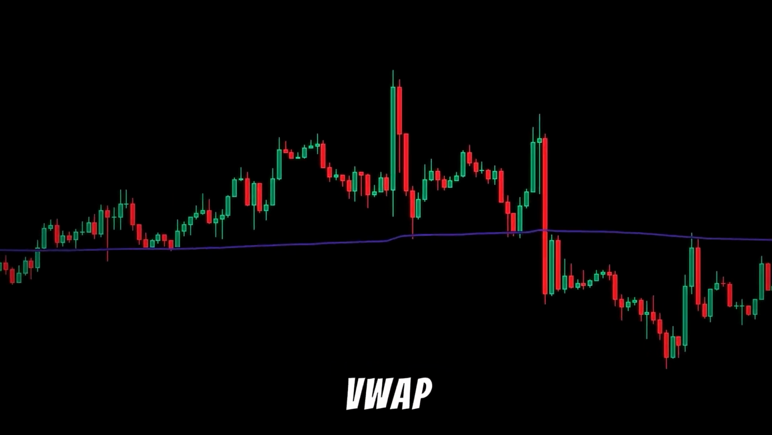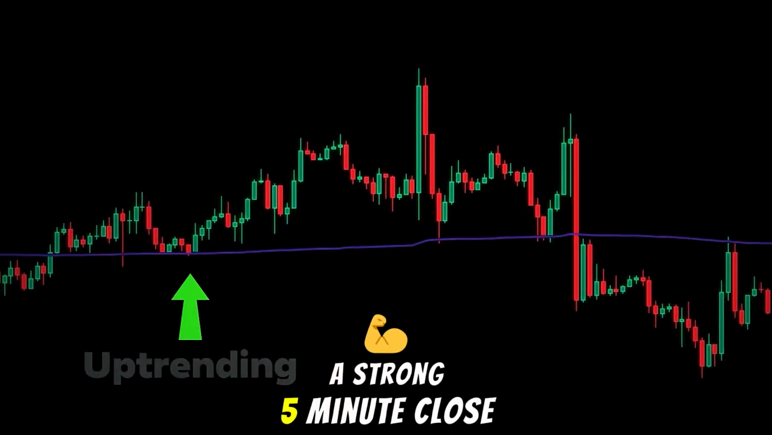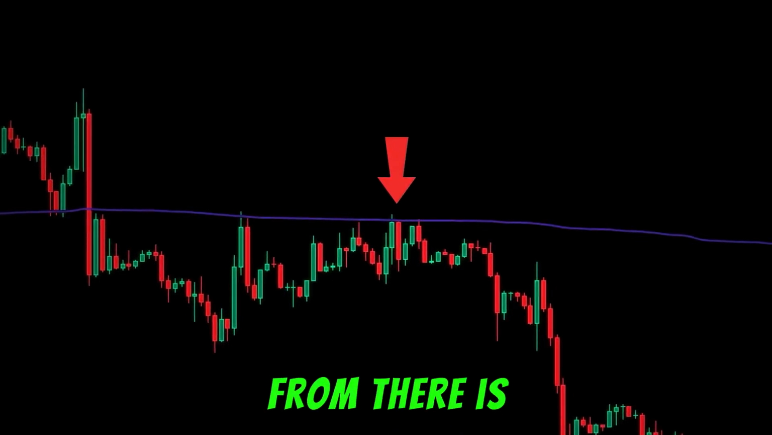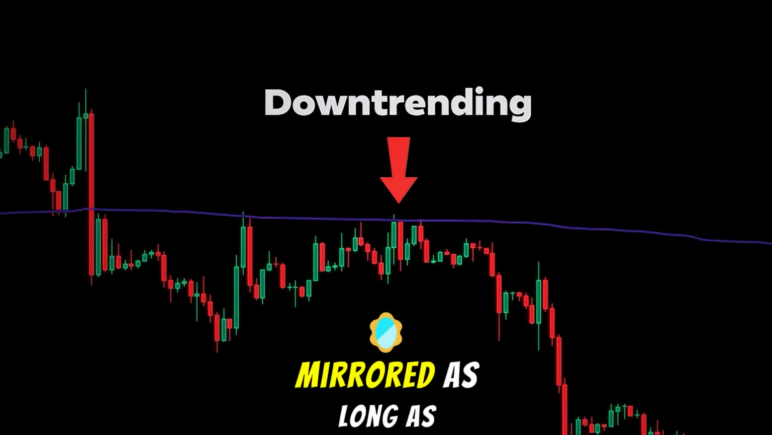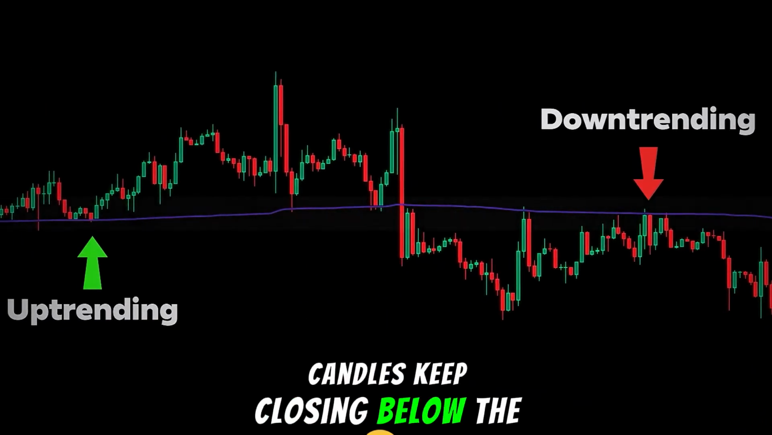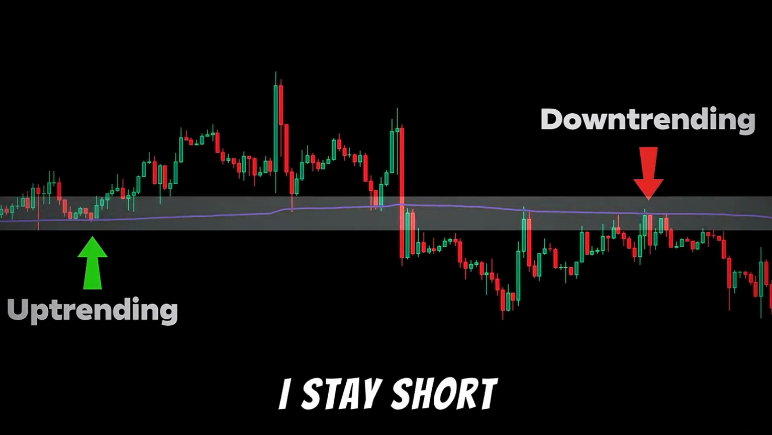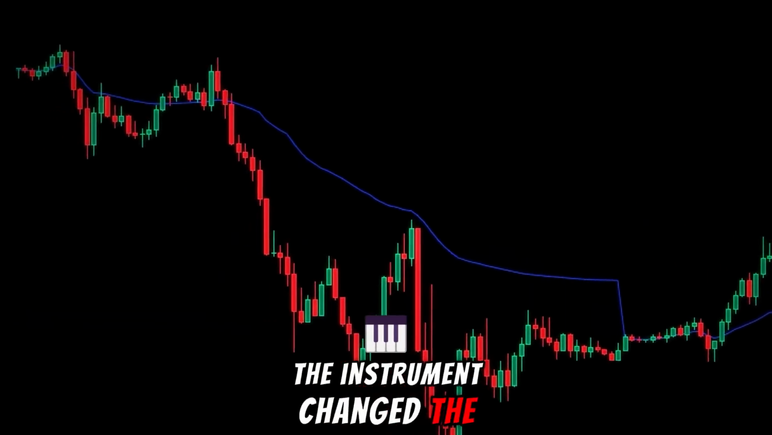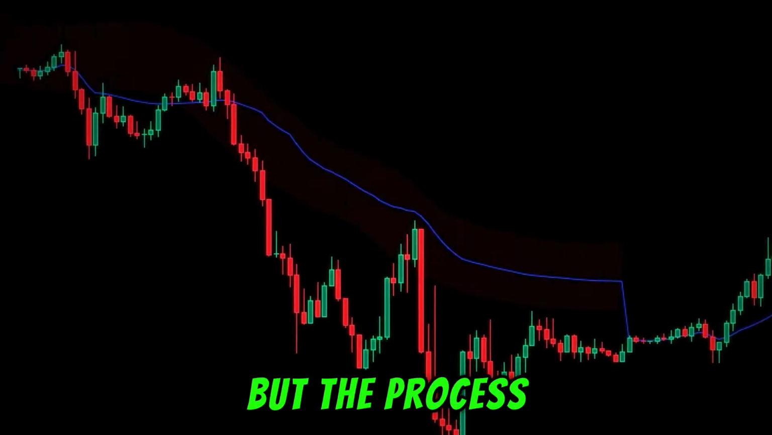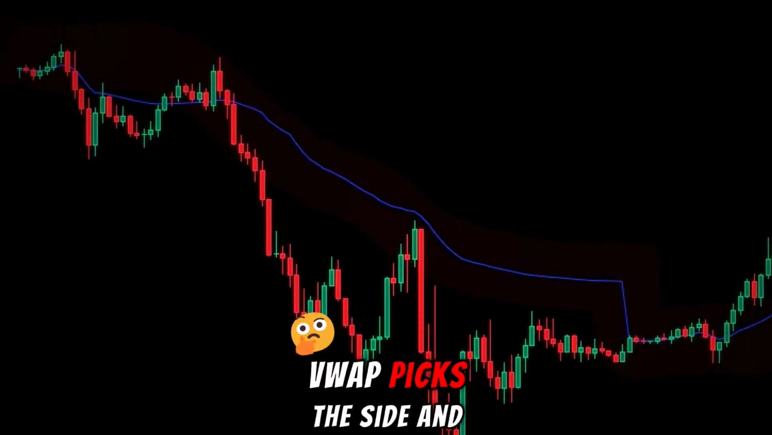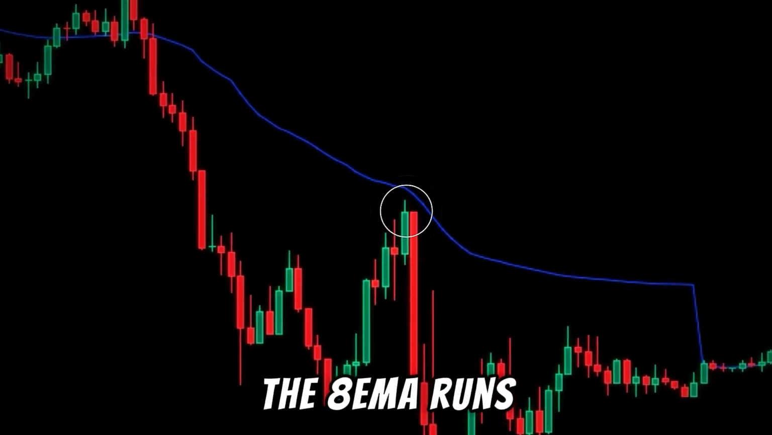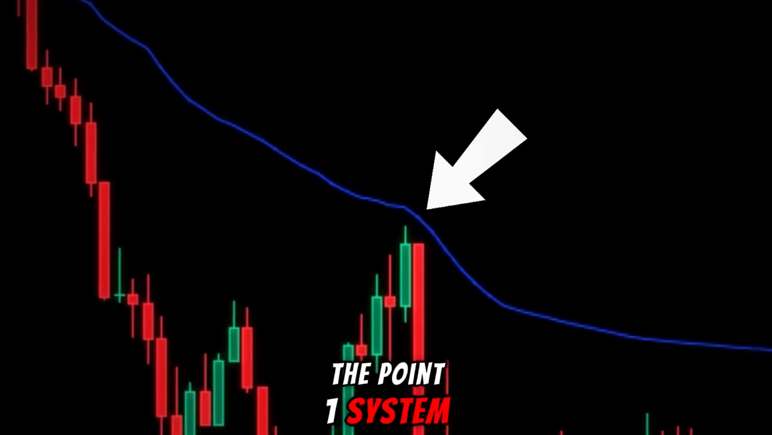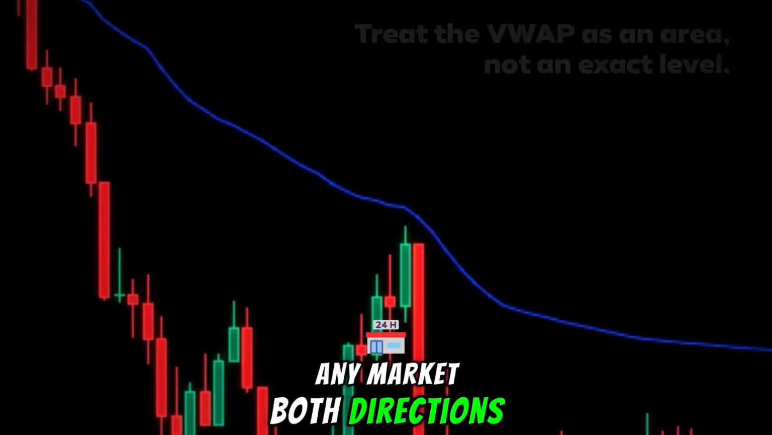So I wait for a bounce back up to the yellow line, rather than shorting into the hole. Price rallies into VWAP, sellers reject it with a strong 5-minute close back down, and I short with a stop just above the yellow line. From there it's the same trailing logic, mirrored. As long as candles keep closing below the 8 EMA, I stay short and let it slide toward the range lows. The instrument changed, the direction flipped, but the process is identical. VWAP picks the side and the level. The 8 EMA runs the exit. That's the point. One system, any market, both directions.